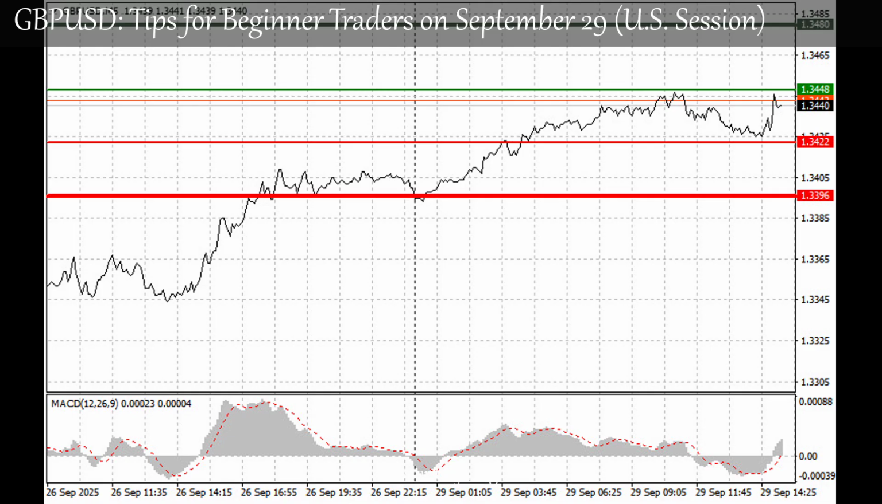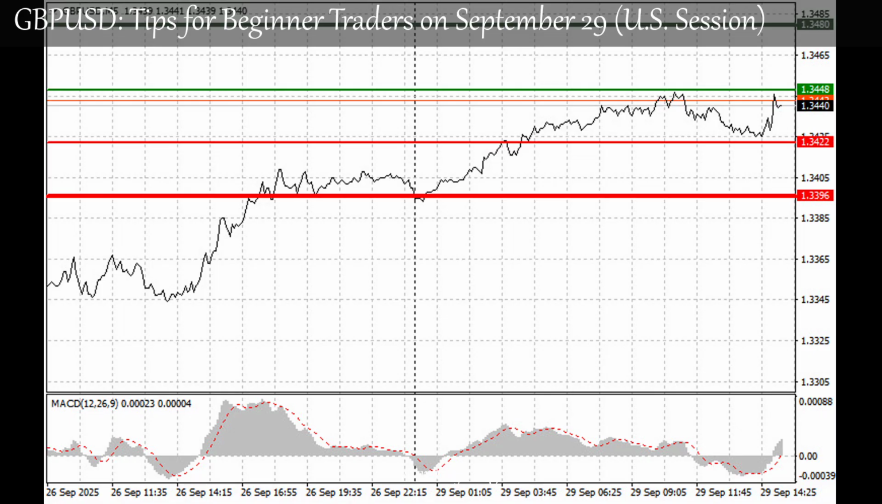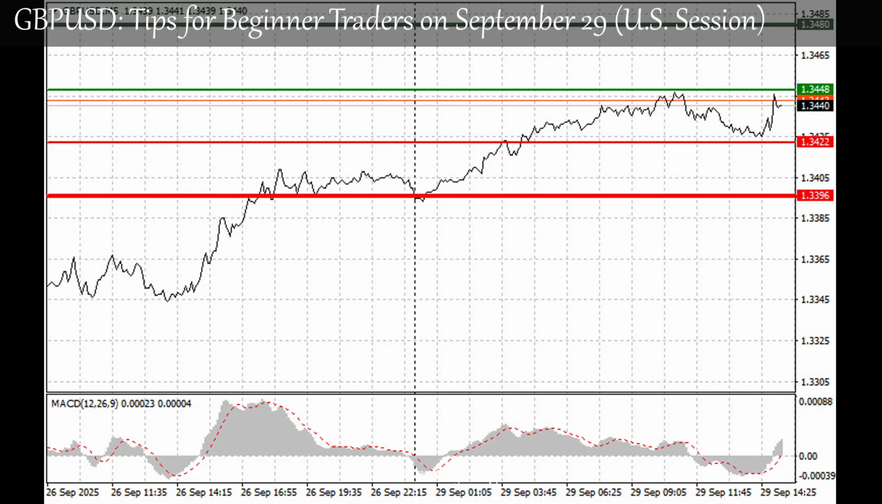Buy signal, scenario 1. I plan to buy the pound today at the entry point around 1.3448, the green line on the chart, with a target at 1.3480, the thicker green line on the chart. Around 1.3480, I will close purchases and open sales in the opposite direction, expecting a move of 30-35 points in the opposite direction from the level. A strong pound rally can be expected after weak data. Important! Before buying, make sure the MACD indicator is above the zero line and just starting to rise from it.